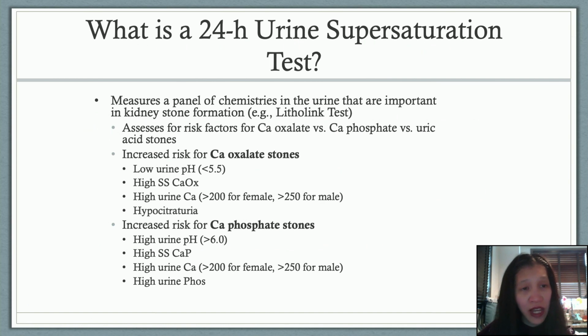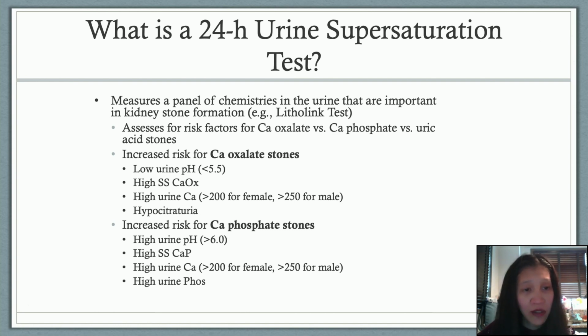So the last thing I wanted to talk about is a 24-hour urine supersaturation test. And what exactly is this? It measures a panel of chemistries in the urine that are important in kidney stone formation. As I mentioned, the most common form is the litholink test. It assesses for risk factors for calcium oxalate versus calcium phosphate versus uric acid stones.